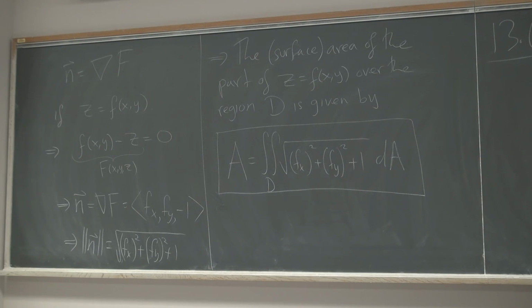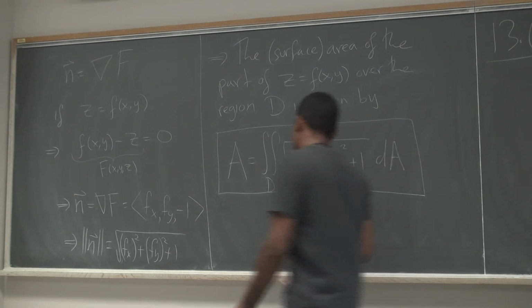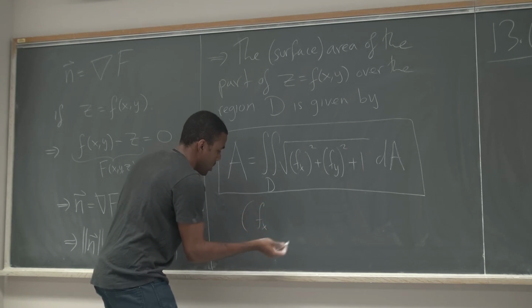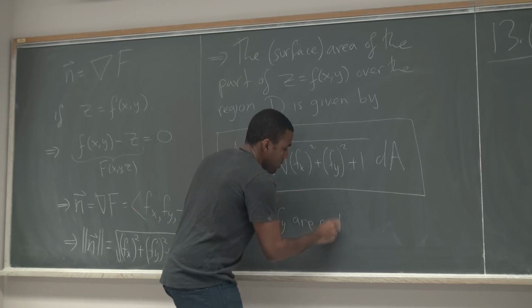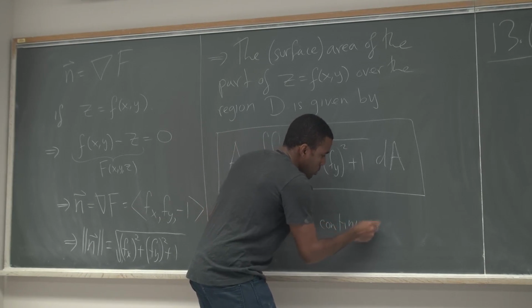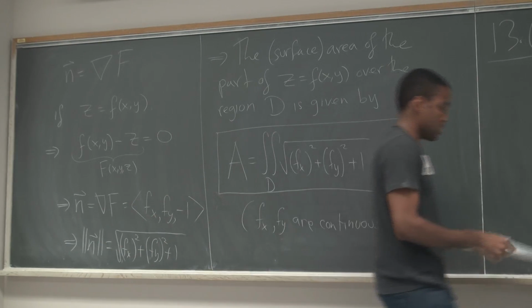Anyway, so that's what we're going to use though. That's the guy that shows up in Calc 3 all the time. Of course there's a caveat here, but it always applies for us. So fx and fy are continuous. This works if they're continuous, which in our case they always will be, so let's just move on.